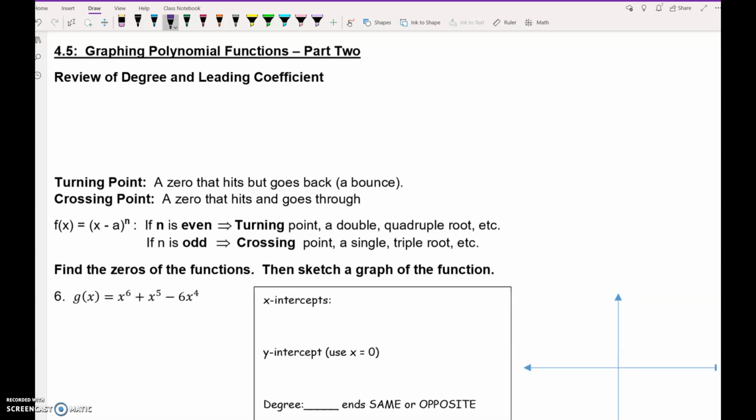Today we are going to combine factoring and solving with graphing these polynomials. So, first thing we need to do is a quick review of degree and leading coefficient, because that's going to help us sketch the graphs. Remember, the degree is the largest exponent. And we really care whether it is an odd number or an even number.